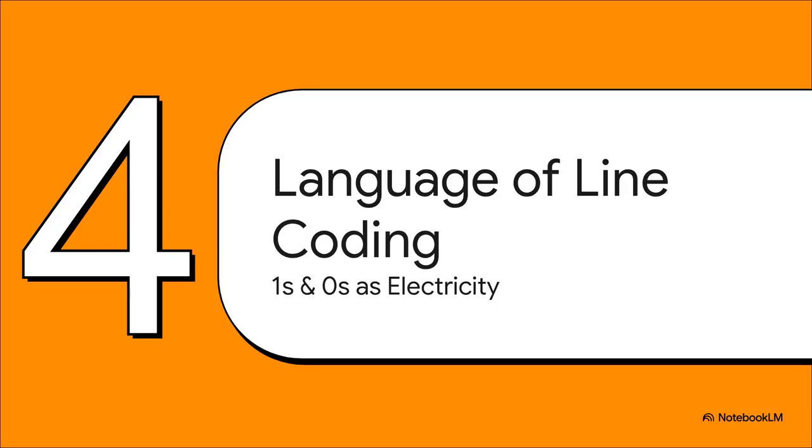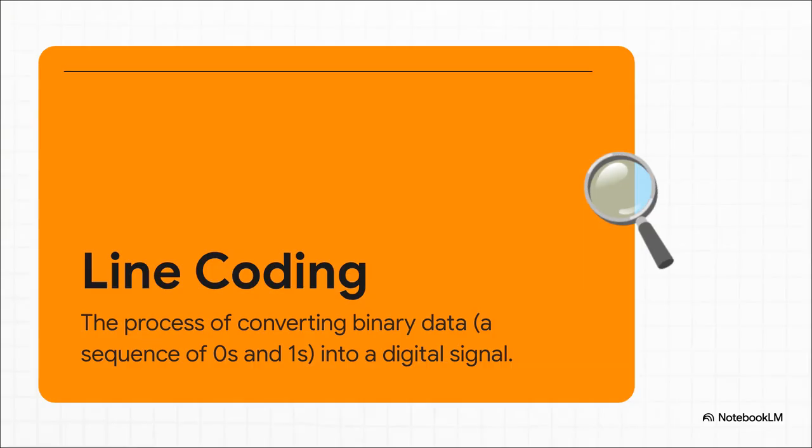All right, so we've got our stream of ones and zeros. Awesome. But what is a 1 or a 0? I mean, on an actual copper wire. It's not some abstract concept. It has to be a real, physical thing. This is where the whole idea of line coding comes into play. You can think of line coding as the grammar. It's the set of rules for how you're going to turn that abstract string of ones and zeros into a physical signal with different voltage levels. It's literally how you teach a wire to speak binary.